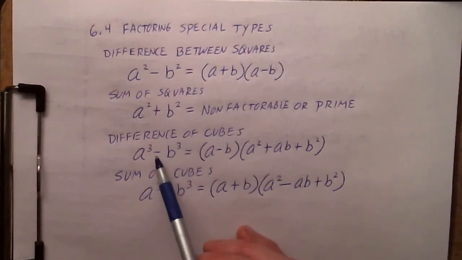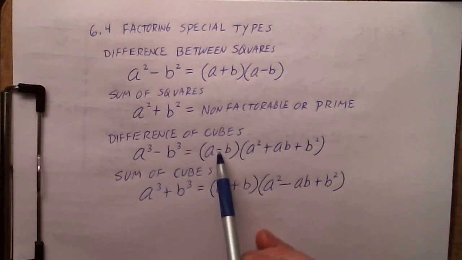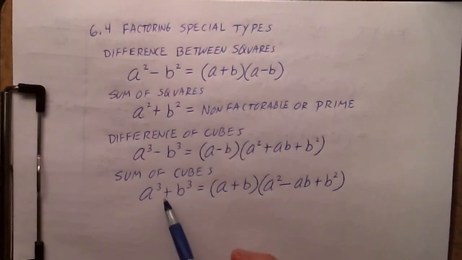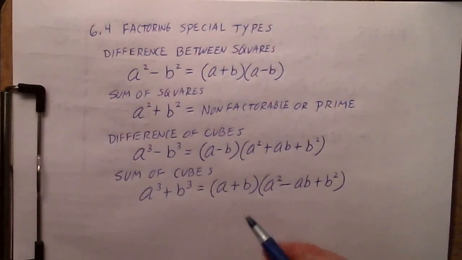I always remember it this way. Whatever this sign is here is always the sign that is in the binomial factor. So if you've got a minus here, there's going to be a minus here. A plus here, you've got a plus here. These signs are always going to be opposite. If you've got a minus sign here, you're going to have a plus sign here. If you've got a plus sign here, you're going to have a minus sign here. So you can see there are distinctive patterns here.